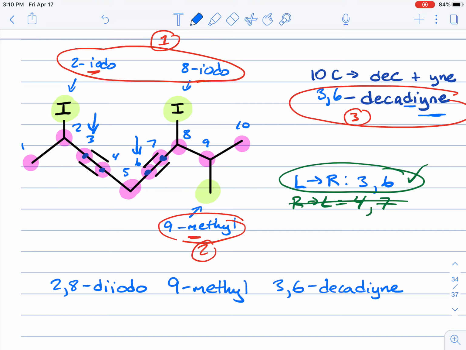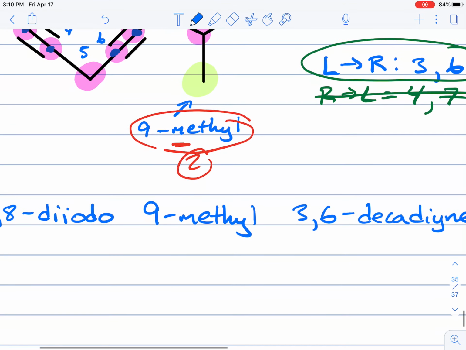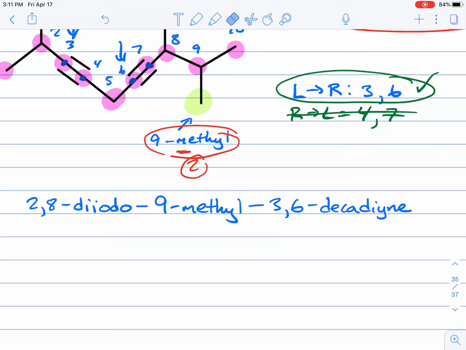The first 2 are my substituents. My 2,8-diiodo is my first substituent that I marked in red, number 1, 9-methyl is number 2, and 3,6-decadiyne is number 3. To make sure I've built this up correctly for my final answer, I need to think about whether I'm going to put commas, dashes, or no spaces. So letter to number, dash, letter to number, dash. And I'm done. So this is my final answer.